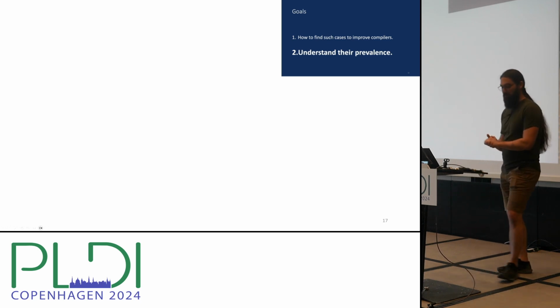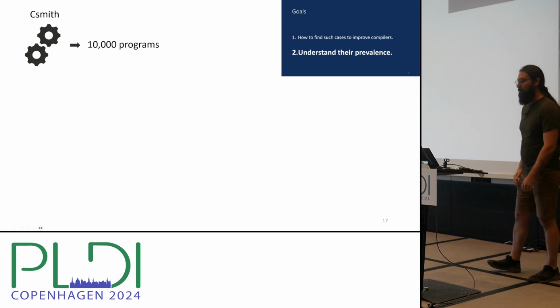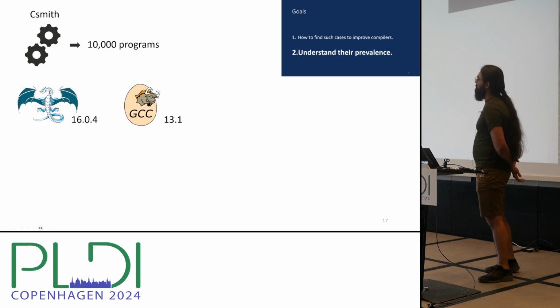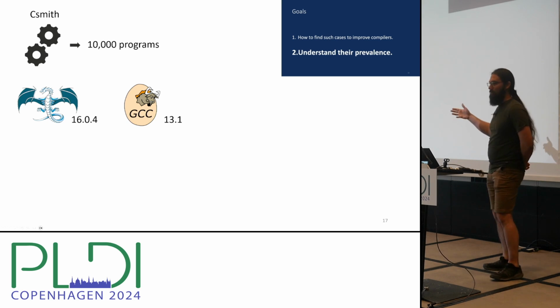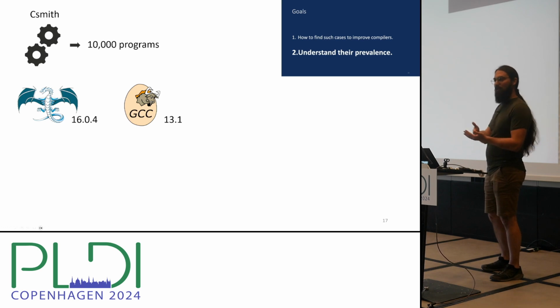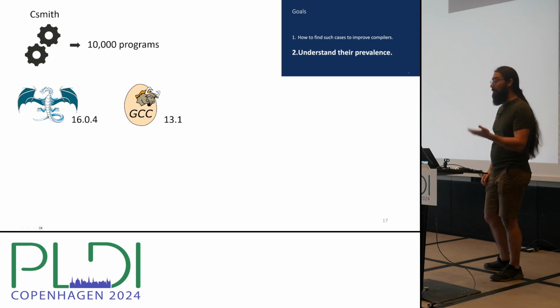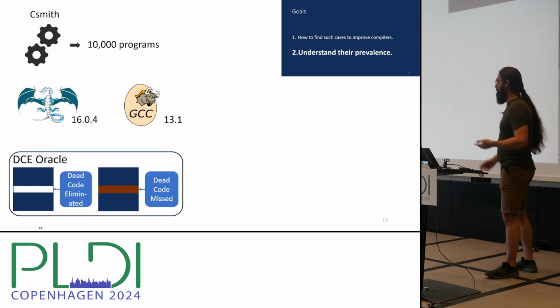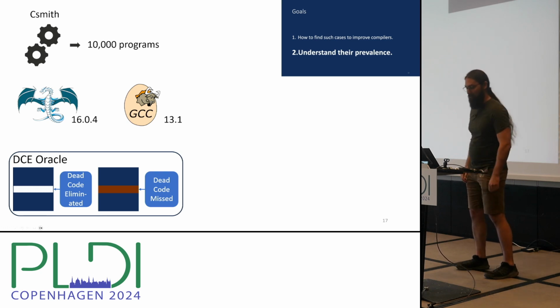So we did the following experiment for this. We generated 10,000 programs with CSmith, and we used two compilers, GCC 13 and LLVM 16. For each of these programs, we essentially ran our pipeline. We ran the program, observed information about it, injected it, and then used one oracle to figure out whether we observe this weird behavior. We used the DC oracle, so essentially we just tested if there was some piece of dead code eliminated in the unmodified program, but not eliminated in the modified one.